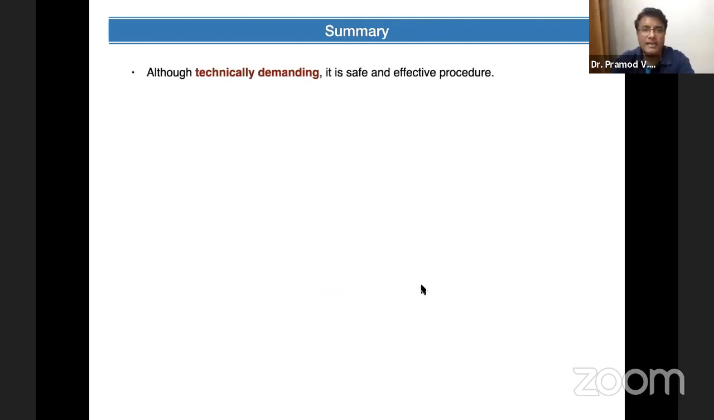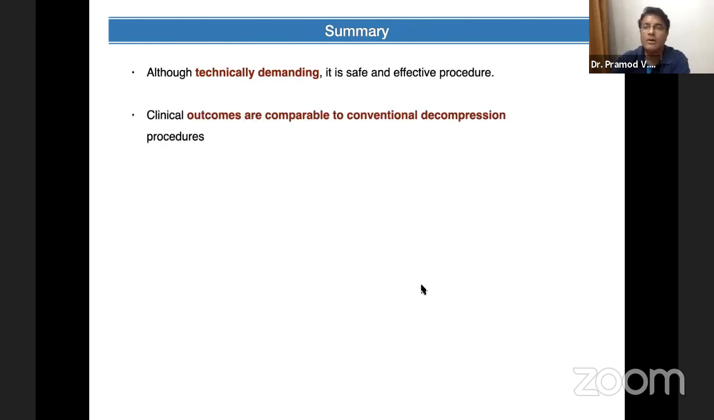So to summarize, I think although technically demanding, this is a very safe and effective procedure. The clinical outcomes are equal to that of conventional decompression. So no matter what technique you're using, you're doing an open microdiscectomy or a laminectomy or Destandu technique or arthrospine or whatever, the results are comparable. It depends on how well the surgeon is executing the technique, not per se the technique itself.